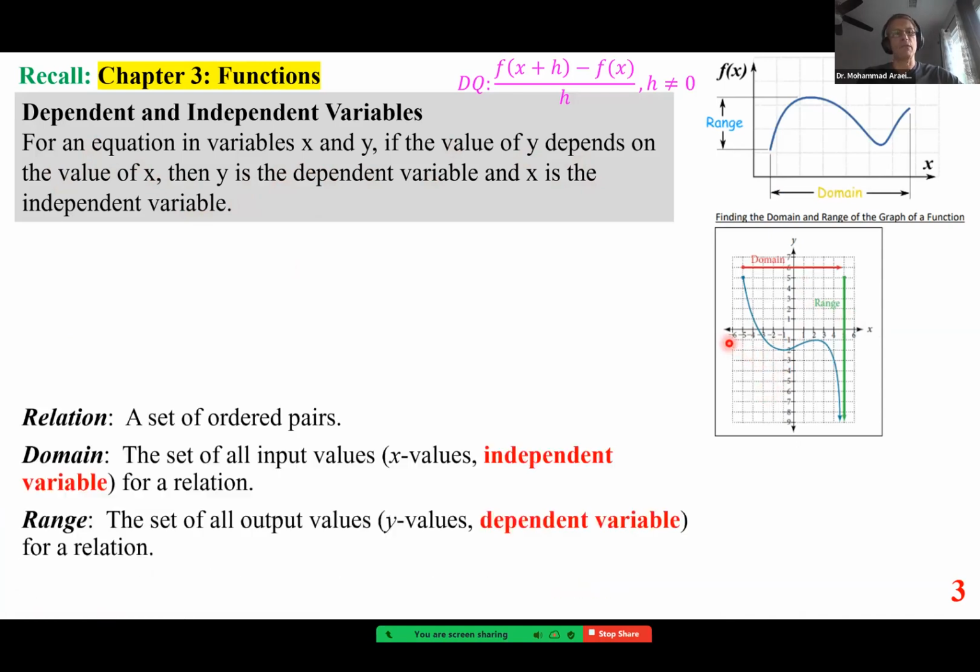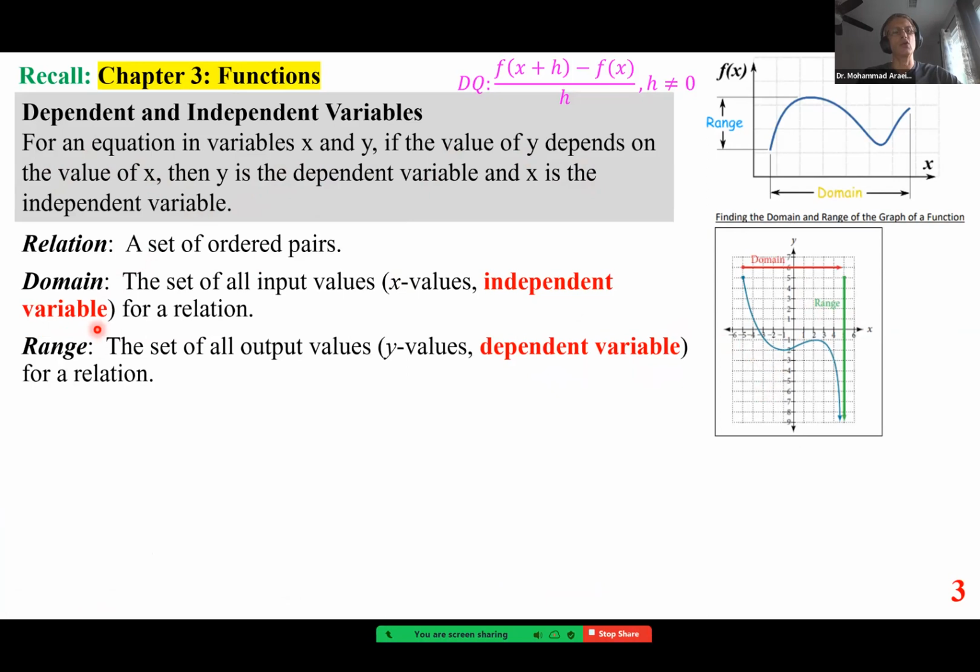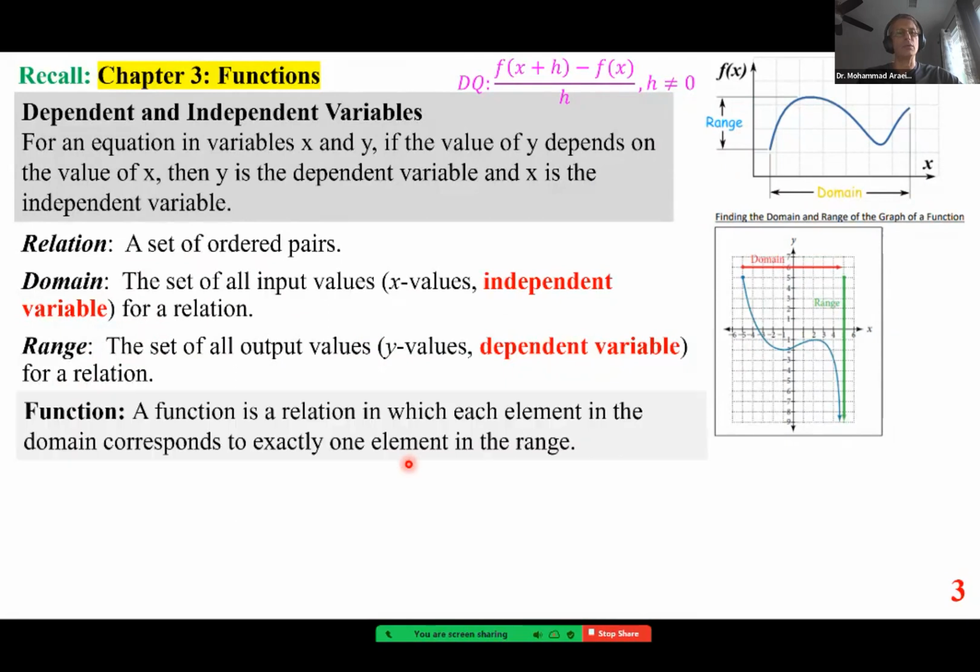And now we want to look at the meaning of a relation, domain, and range. A set of ordered pairs, any ordered pairs, is known as a relation. Domain, the set of all input values, x values or independent variable for a relation. So along the x-axis, you can see the domain here, all possible values of x. Range, the set of all output values, y values, dependent variable for a relation. So here's the range along the y-axis, all possible values of the dependent variable y.